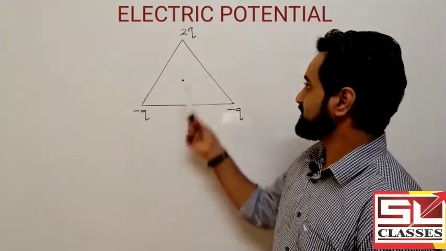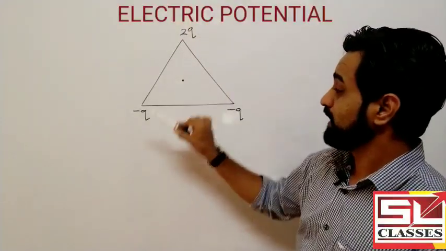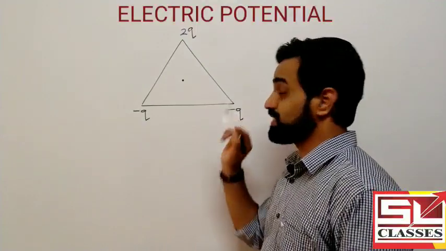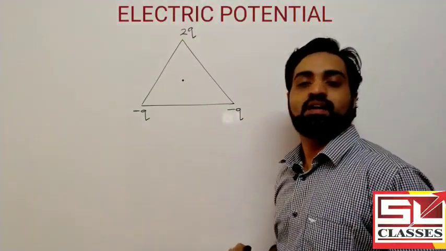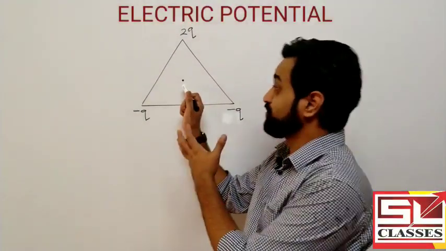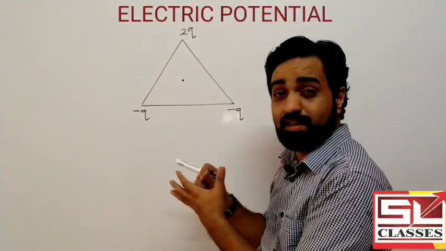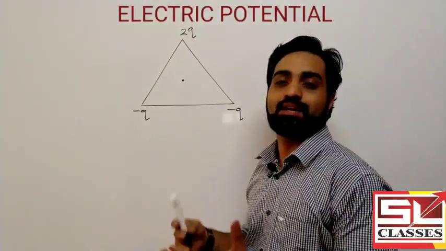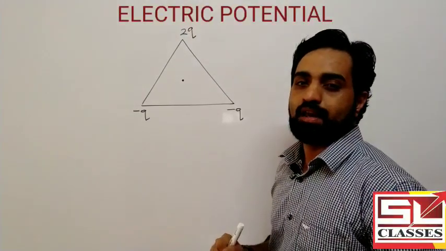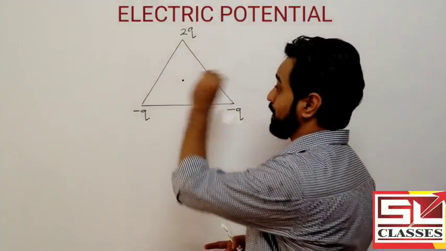Okay students, this is the idea given. There are three charges: 2q, then two negative charges minus q each, and they are placed at the vertices of an equilateral triangle. In the options, it is given the net value of electric field and electric potential, what is that value at the center? Is it zero or non-zero? Those are the different options given. So we have to check that electric field. Both the idea of electric field and electric potential has to be applied here.